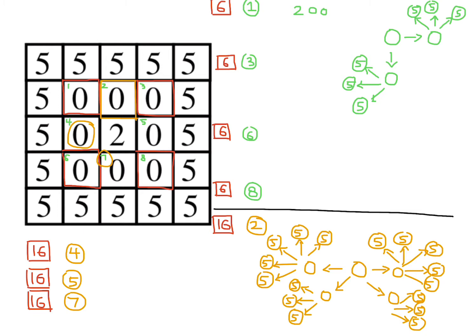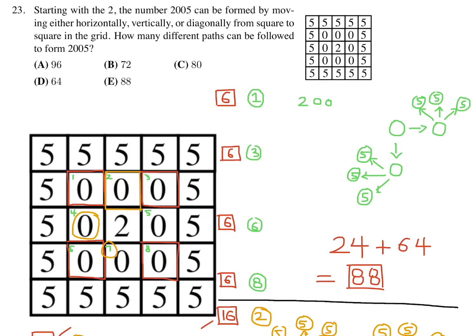So now let's add them all up. We've got 6, 6, 6, and 6, so that's 24. And we've got 16, 16, 16, and 16. That's what, 64. So that looks like 88. So the answer for number 23 is E.